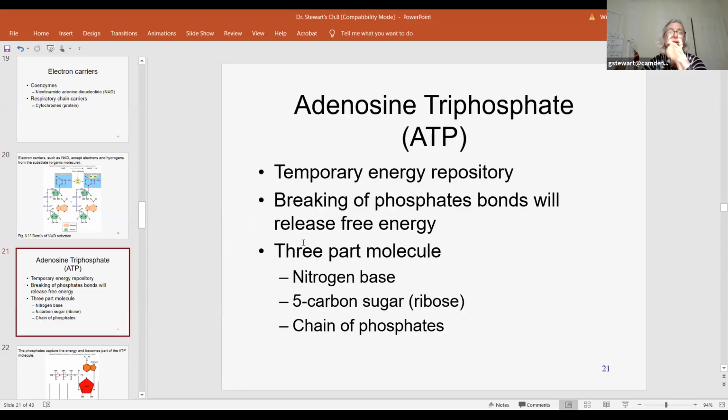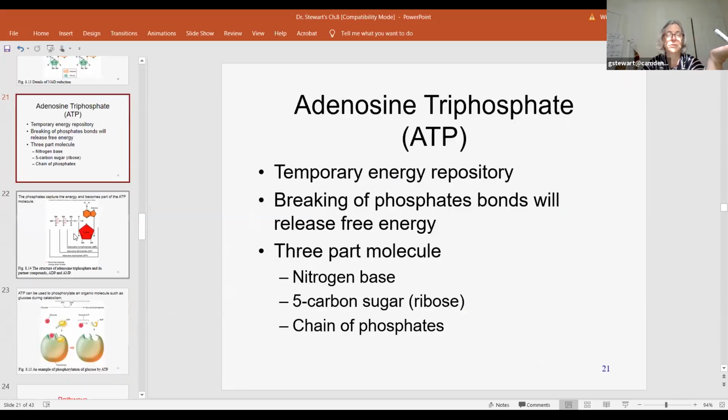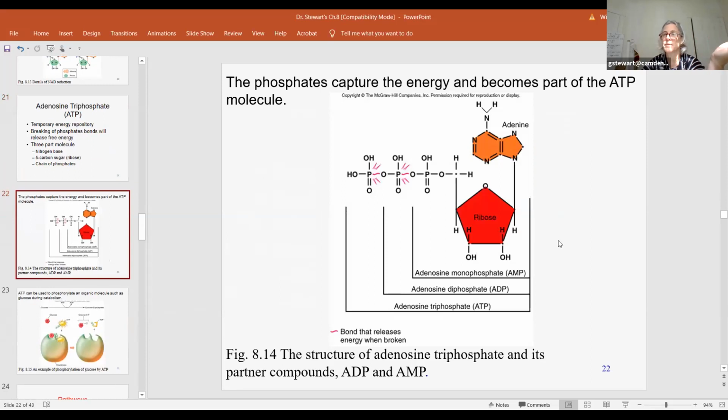Now we should take a quick look at the molecule we're trying to build, which is ATP. That's going to come at the end of the electron transport chain, which is the end of the complete oxidation of glucose. And again, most of you have seen this somewhere in your past. Same adenine, same purine, the same A, with ribose and 3 phosphates.